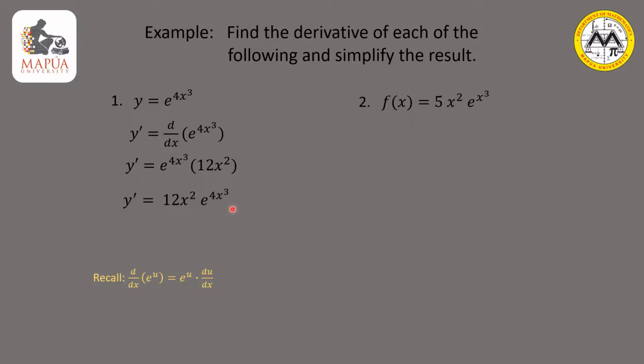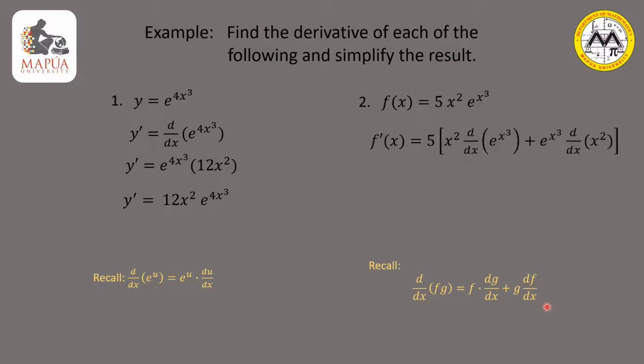Another example is defining f of x equal to 5x squared times e to the x cubed. What we have here for the function f of x is a product of 5x squared and e to the x cubed. So that to differentiate the function, we will be applying the product rule for differentiation, that the derivative with respect to x of the product f times g would equal f times the derivative of g with respect to x plus g times the derivative of f with respect to x.